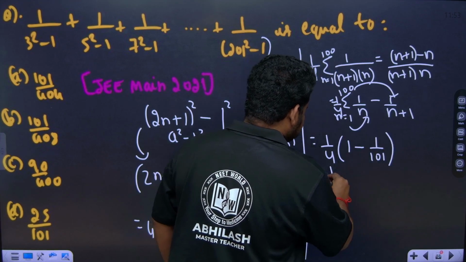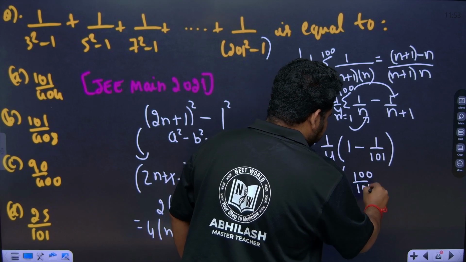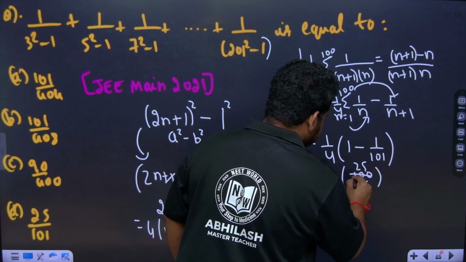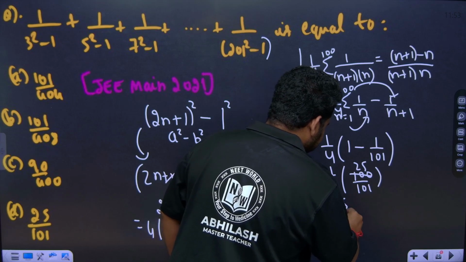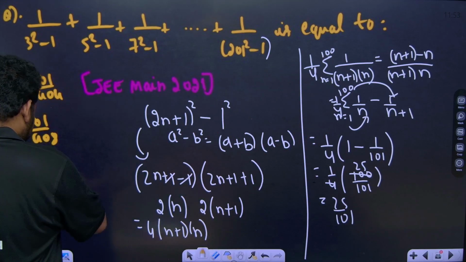Now if I calculate this, what will I get? 101 minus 1 is 100. So 4 ones are 4, 25 are. So 25 by 101, simple. So what is the option? What is option D? Okay, clear?